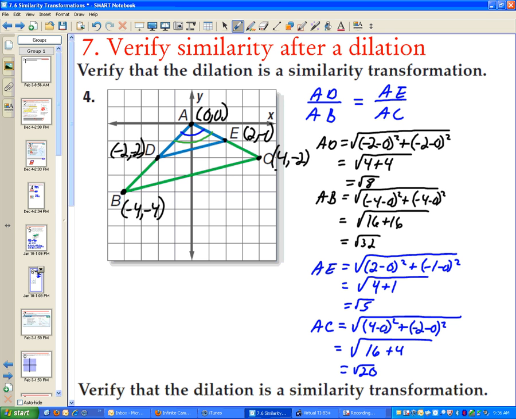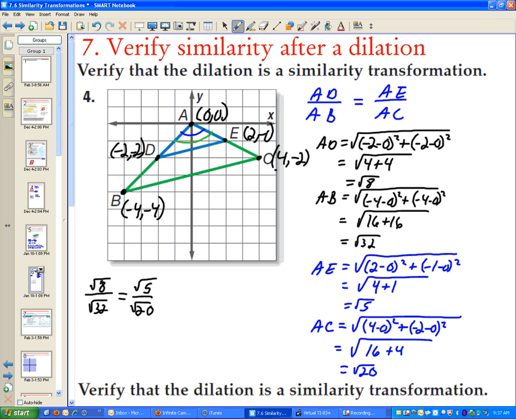All right. Now, I guess I'll just move sideways over here. Over here, the length of AD is square root of 8. The length of AB is the square root of 32. The length of AE, square root of 5. The length of AC, square root of 20. Oh, how do I know?